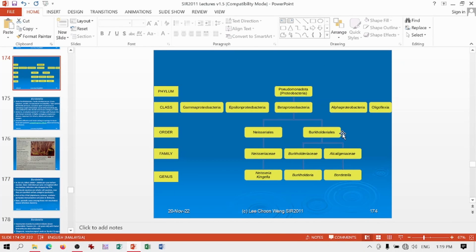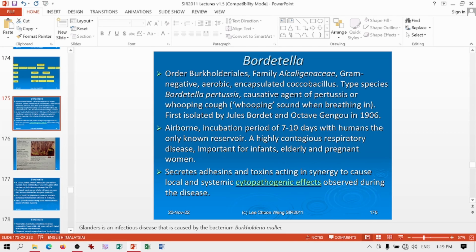Under the order Burkholderiales, we also have another family, Neisseriaceae, and the genus Bordetella. Bordetella is a gram-negative, aerobic, encapsulated coccobacillus. The type species is Bordetella pertussis that causes pertussis or whooping cough. So when the patient is breathing in, there will be a whoop sound. It was first isolated by Jules Bordet and Octave Gengou in 1906.